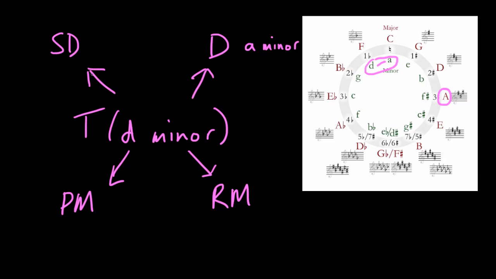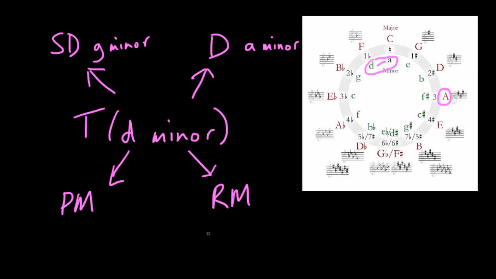The same is true of the subdominant. In this case, it will be G minor, because G is the 4th step of the D minor scale, and so we want to find the key built on that scale, and that will be G minor. Again, it's a related key because it has only 1 note different to our tonic key and tonic scale of D minor.